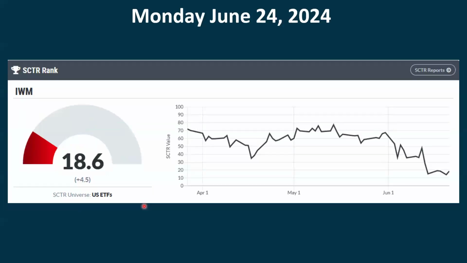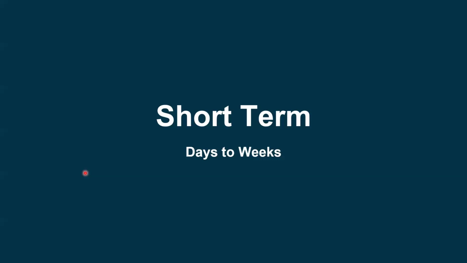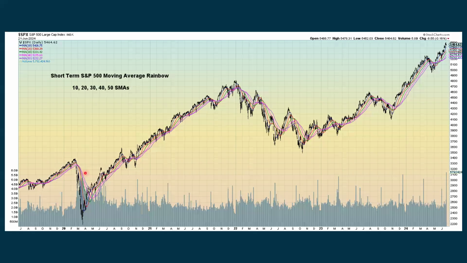And then in last place are these poor little old small caps, which are not doing very well, coming in at 18.6. And it's been very frustrating for those of you that are involved in small caps to follow those in 2024. Then I have a series of short-term charts. This is what I call a rainbow. And the reason why it's short-term is we have a 10 period all the way up to a 50 period simple moving average.